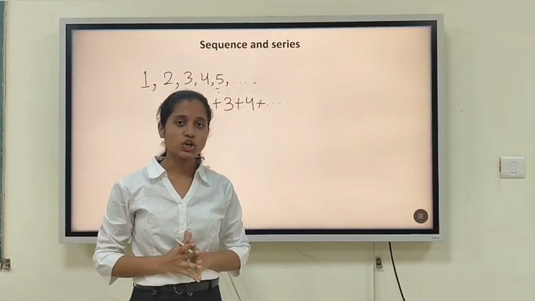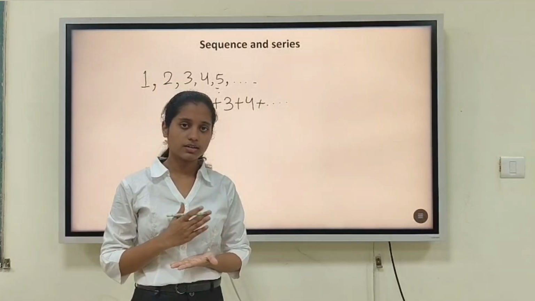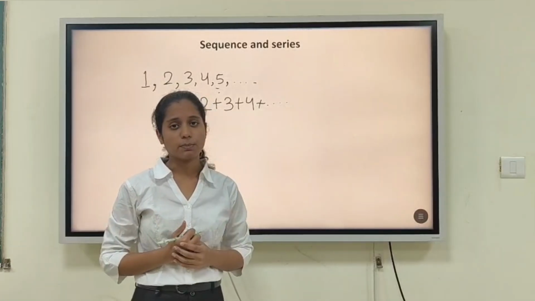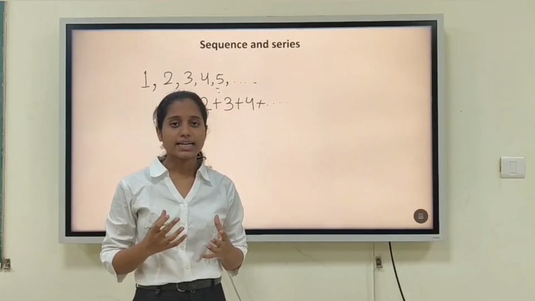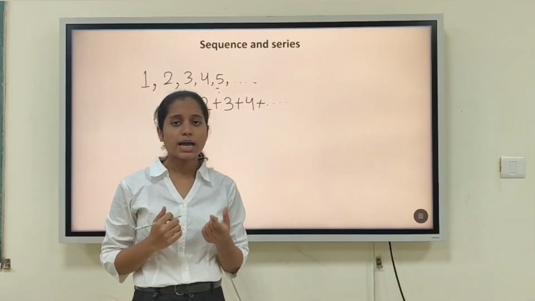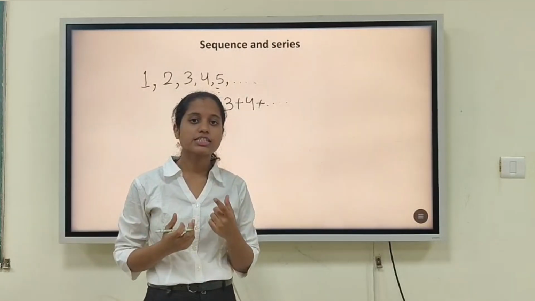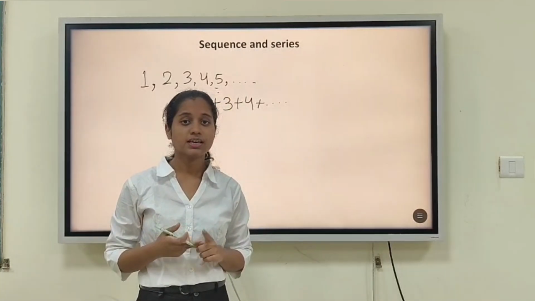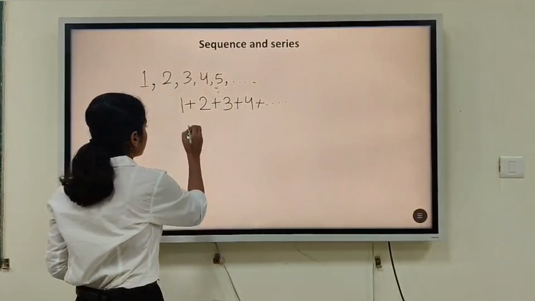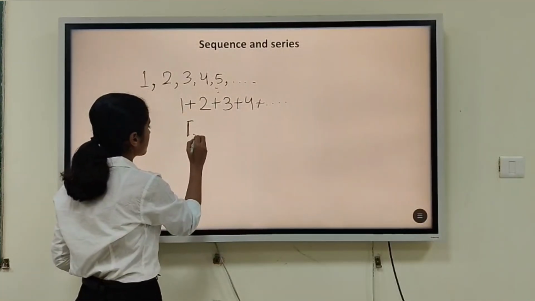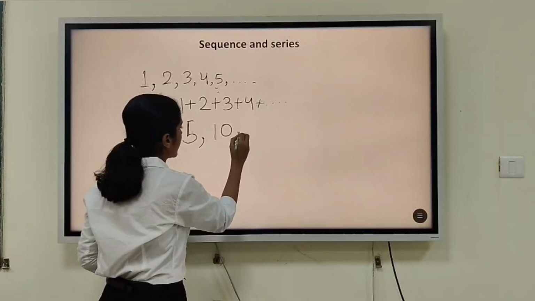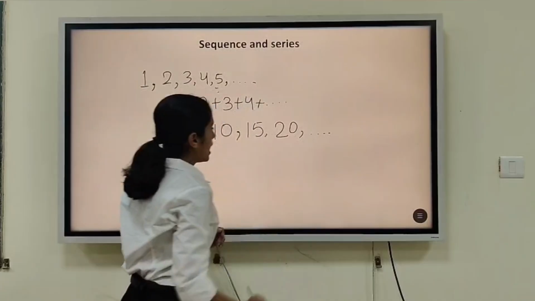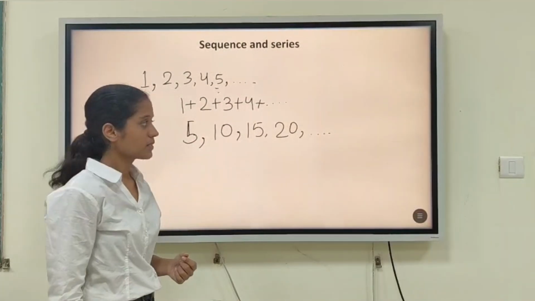Before explaining today's topic, I want to relate it to real life, how it is important in our real life and why we should learn this topic. Let's suppose you decided to save 5 rupees a day. On day 1 you save 5 rupees, on day 2 you save 5 rupees again, on day 3 you save 5 rupees again. In this way you are creating a sequence which looks like this: 5, 10, 15, 20, and this is forming an AP.